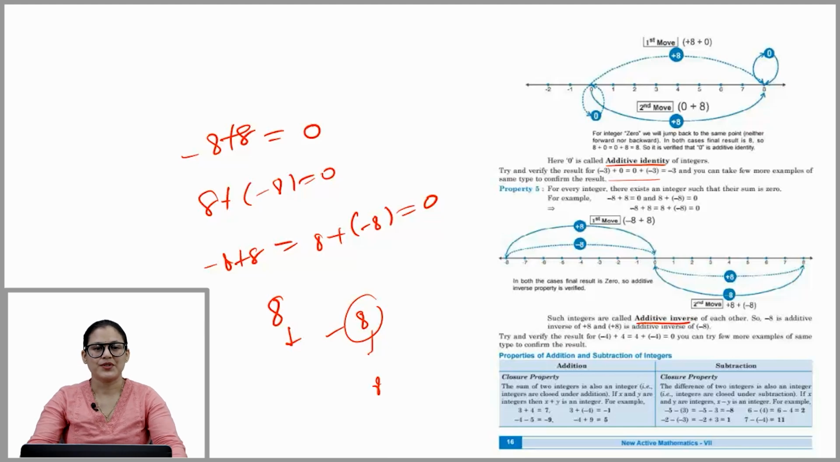So minus 8 is the additive inverse of plus 8, and plus 8 is the additive inverse of minus 8. Try and verify the result for minus 4 plus 4 is equal to 4 plus minus 4 is equal to 0. You can try a few more examples of the same type to confirm the results. Now, properties of addition and subtraction of integers.